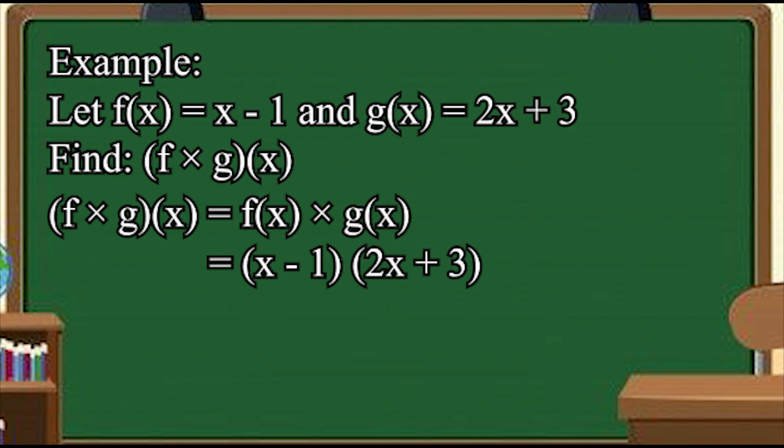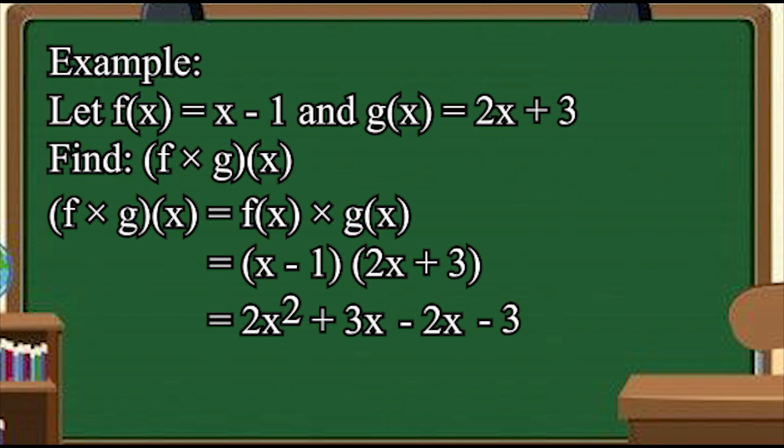Using the FOIL method, let's start multiplying x by 2x. 1 times 2 is 2 and x times x is x squared, which will result to 2x squared. Next, we have x times positive 3, which is equal to positive 3x. Then, negative 1 times 2x is negative 2x. Finally, negative 1 times positive 3 is negative 3. We have now the expression 2x squared plus 3x minus 2x minus 3.